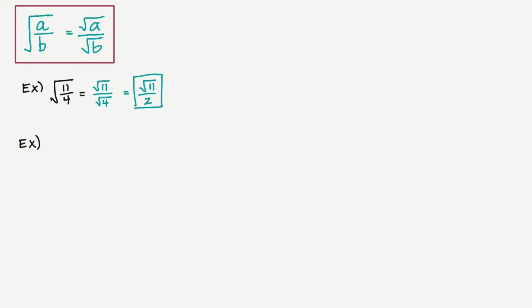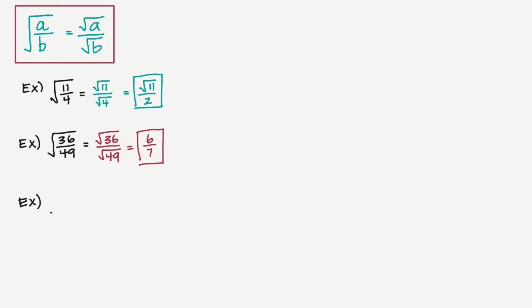Our next example is the square root of 36 over 49. So I'm going to separate this to be radical 36 over radical 49. Square root of 36 is 6. Square root of 49 is 7. My final answer is 6/7. So that one was really nice. There's no more radical in my final answer.